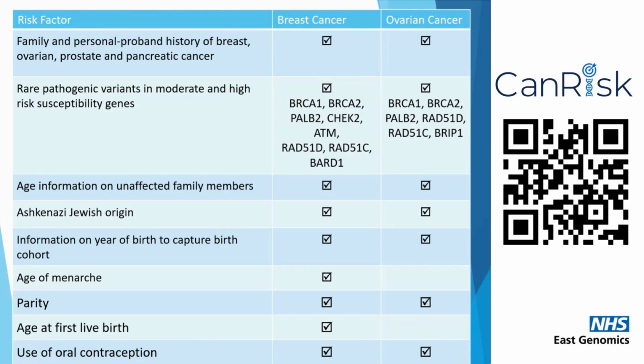Depending on whether CanRisk is looking at breast cancer risk or ovarian cancer risk, they look at different risk factors, and this is just a table summarising some of this. So age of menopause is only applicable to breast cancer risk. Age at first live birth, again, is only taken into account when looking at breast cancer risk, and genes that are not highly associated with ovarian cancer obviously are not taken into account when the CanRisk software looks at the algorithm.